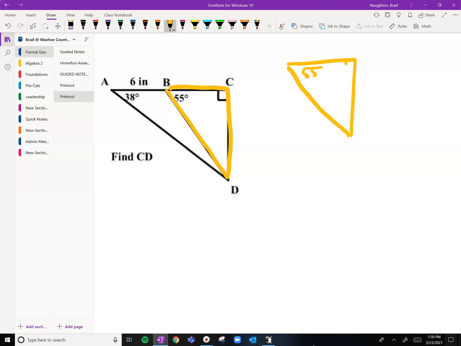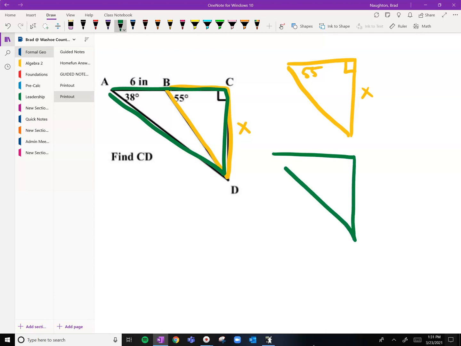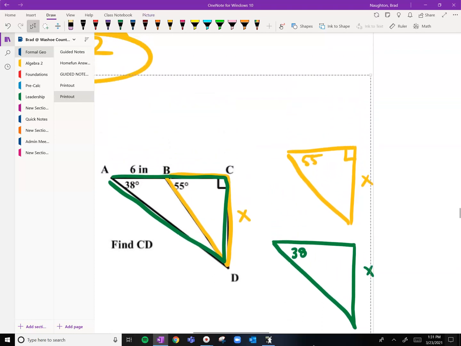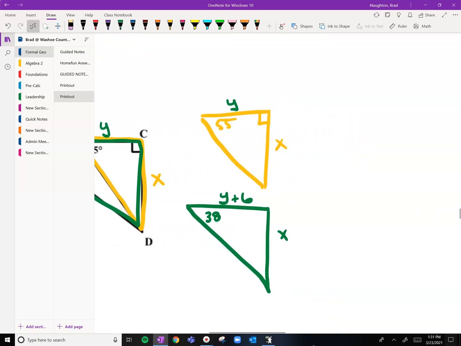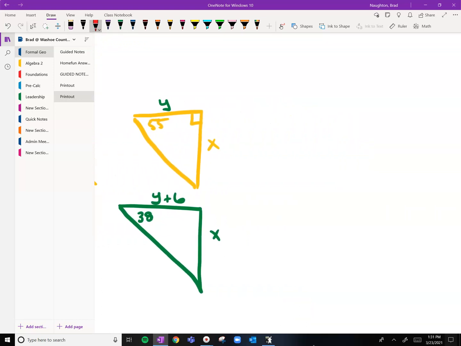So 55 degrees. And then we are looking for CD. And so this is my X, so I'm going to put my X right there. And then I got my other triangle here, which will be this big one right here. So this is 38, and then this is my X, but notice I got X and then I'm not sure. So what we're going to do is call this another variable like Y. So that's where the substitution is going to come in, is that this is now Y plus 6.